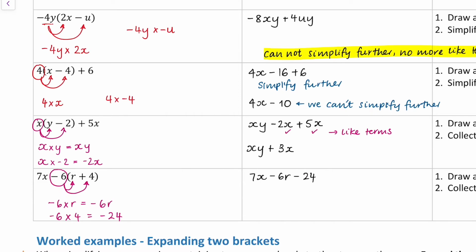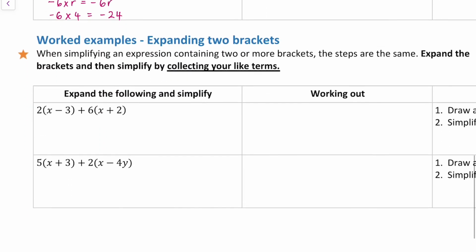So here, unfortunately, what we can't do is simplify this any further because there are no more like terms. So it is important once you've done all the groundwork of expanding your brackets or applying the distributive law that you then assess what you've done and try and simplify it further by looking for like terms. So now let's move on to something a little bit more complicated.